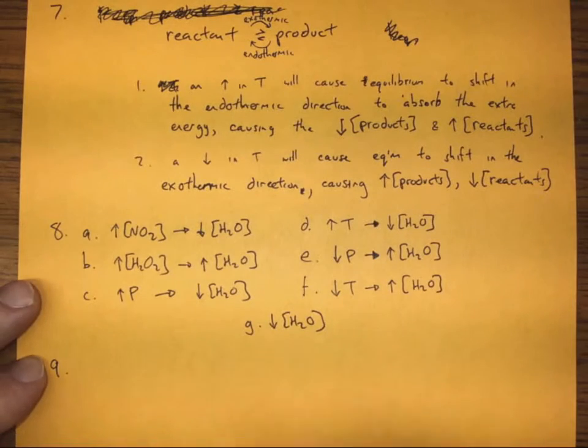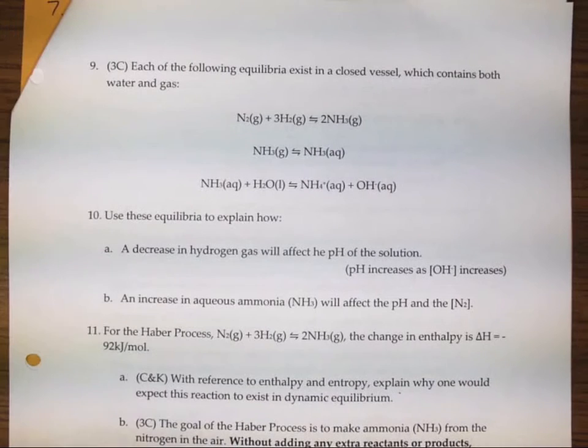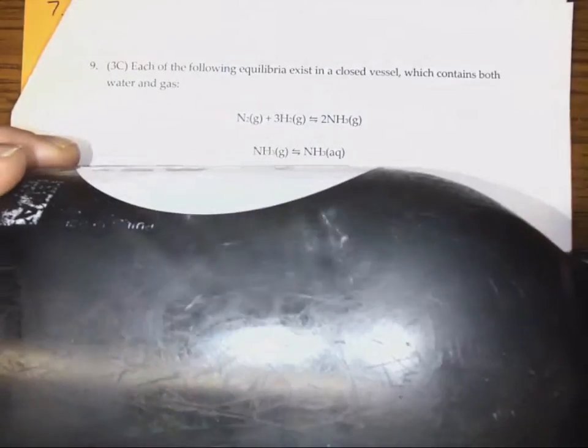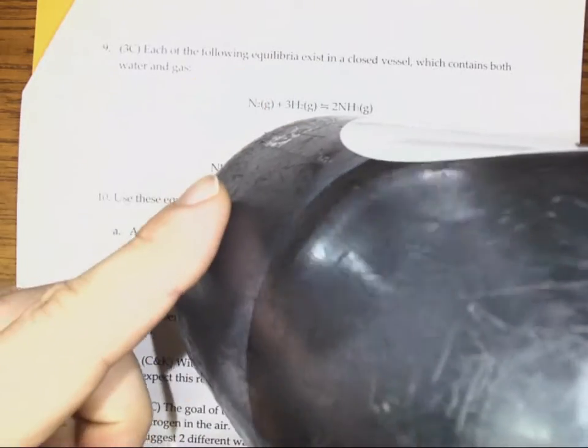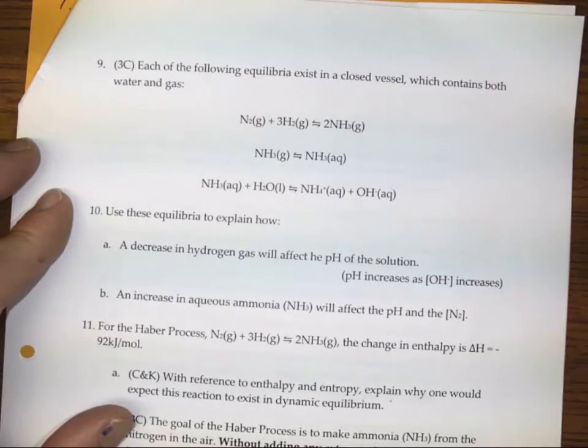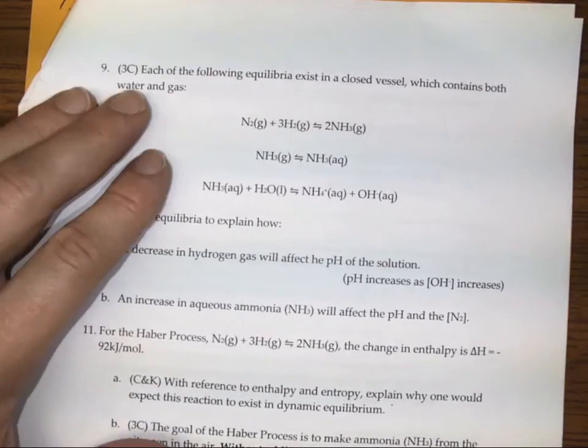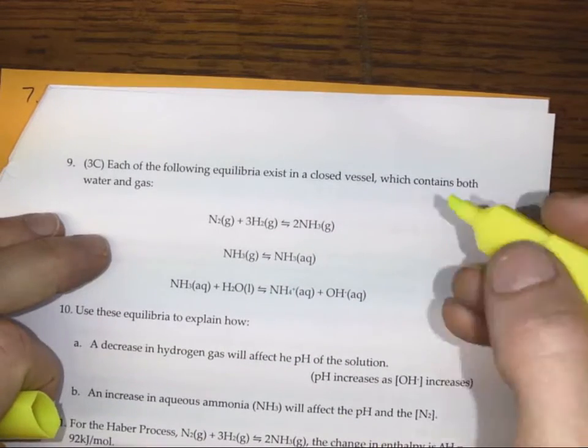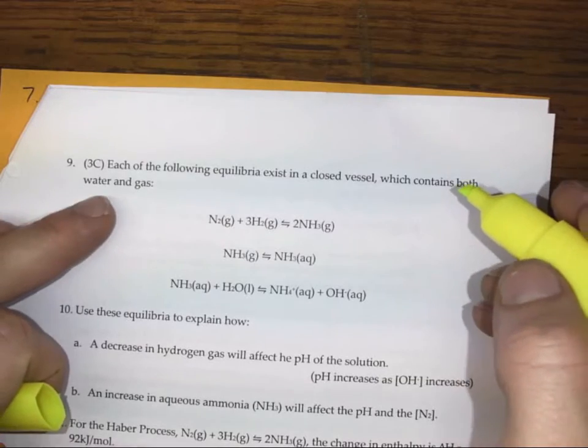All right, so question 9 asks, the following equilibria exist in a closed vessel that contains water and gas. Okay, so we can imagine a vessel like a water bottle that has some water in it and some gas in it. Pretty simple stuff here. So, it contains water and gas.